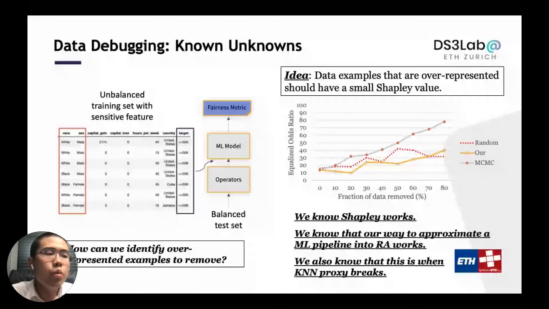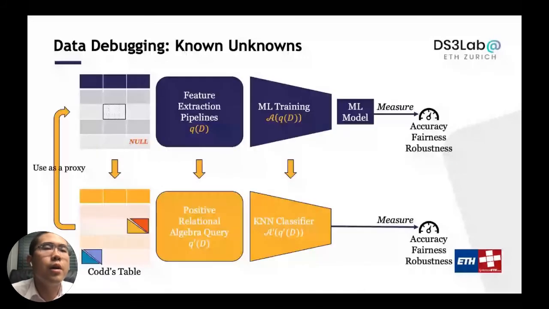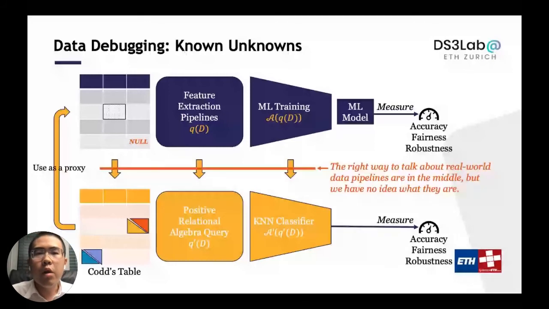This goes to one thing that we are very excited about, because we have no idea how to answer the question of what is the right way to really talk about a machine learning pipeline. We all know that on the upper part is a realistic machine learning pipeline, very hard to analyze. We focus on this proxy. We know the right answer is in the middle, but we have no idea what that thing is.